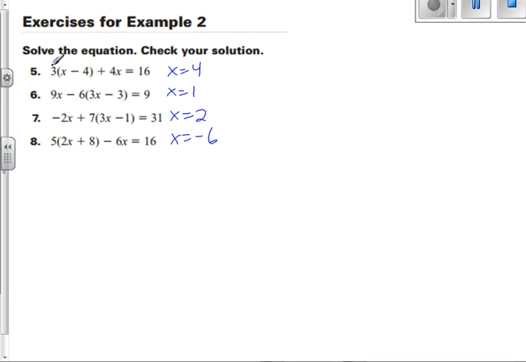This right here would be 3x minus 12, and then that's plus a 4x, right? So if I add the 3x and the 4x, that gives me 12x. 12x minus 12 is equal to 16. Sorry, kind of confusing there. So I'm going to add 12 to both sides. That gives me 12, what's that? 28 on this side.